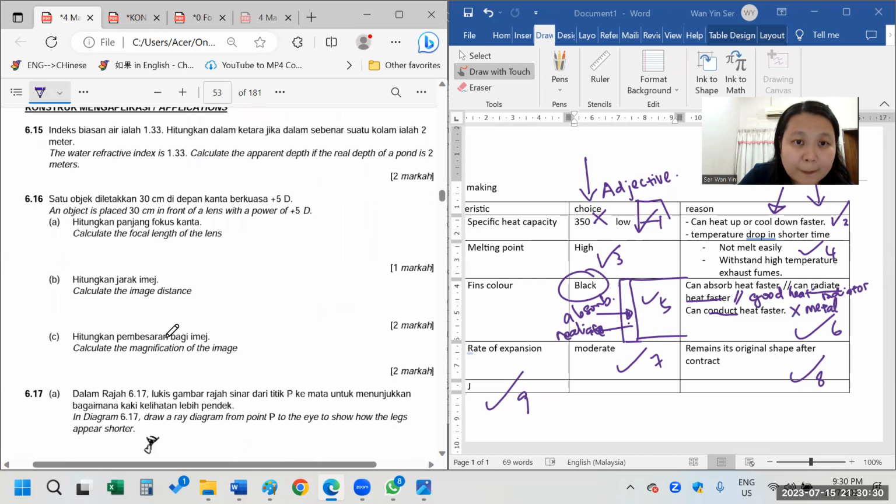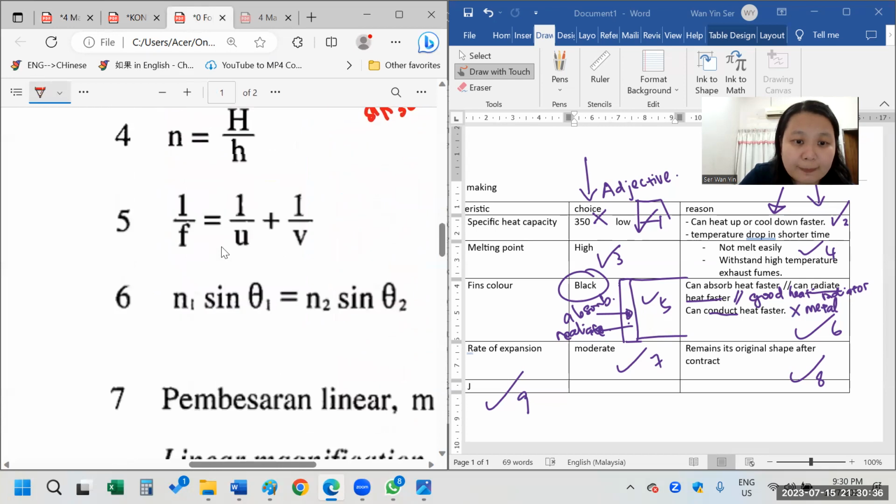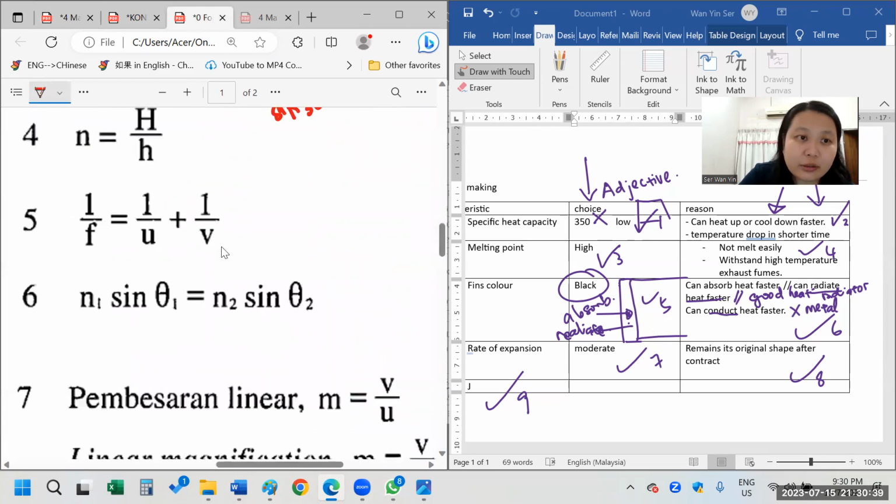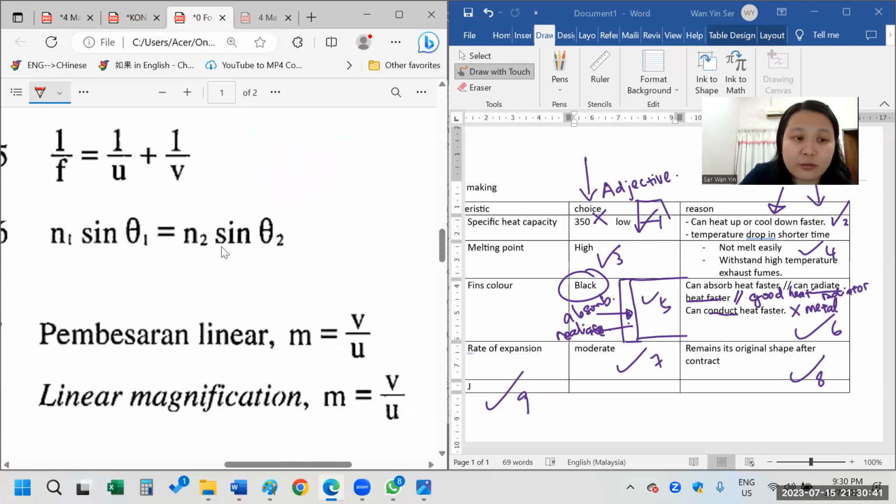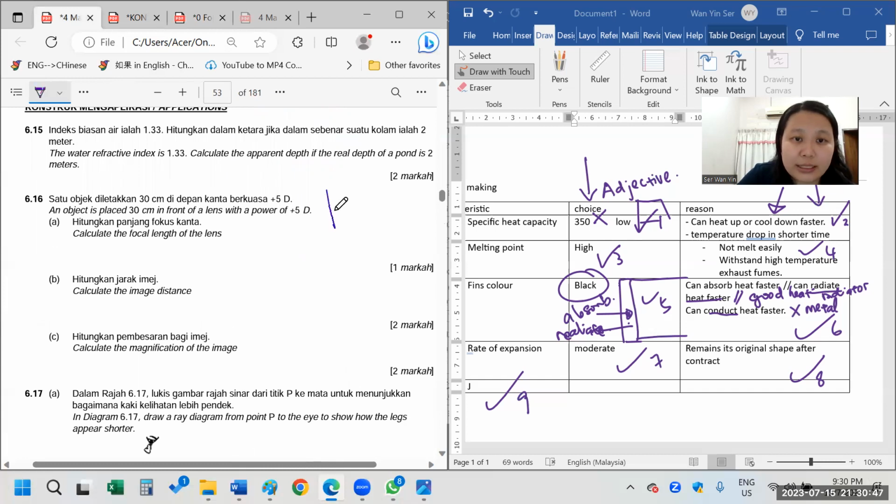Okay, now calculation. Okay, this calculation power formula is not given, so you must memorize the formula for power. Formula for power is power equals to 1 over focal length in cm. Sorry, 100 over focal length in cm. Or P equals to 1 over F in meter.